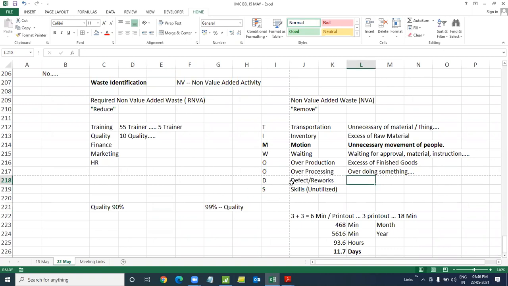Defects and rework, this is self-explanatory. When you have a defect, you will end up reworking and fixing it to get the product in place. So when you rework, you are taking more time. Bottom line, you're violating lean. Lean is all about cutting down time. Be it a defect, be it a rework, you will end up taking more time, more resource, more raw material. Bottom line, it'll be a waste.